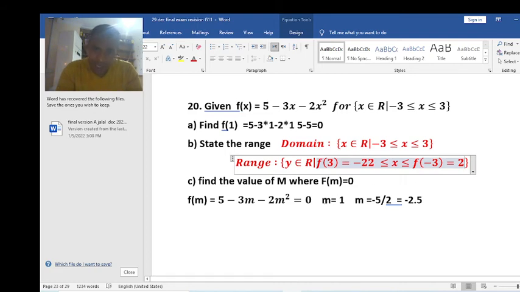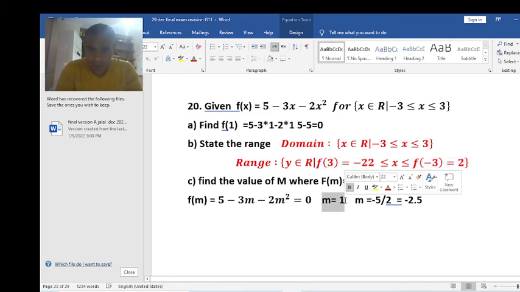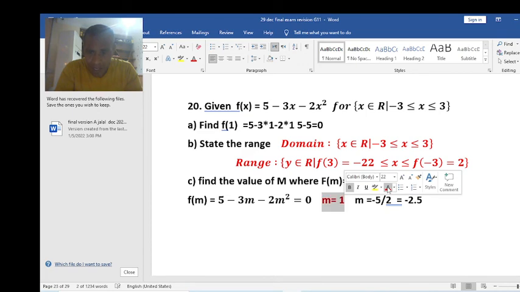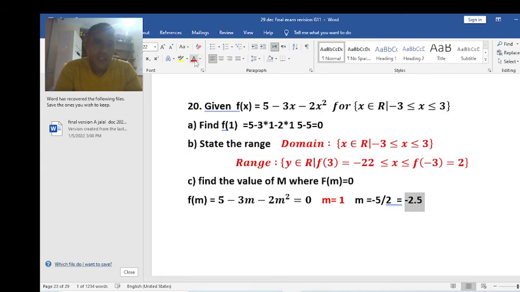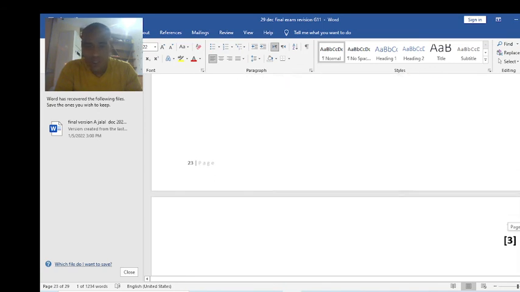So both answers are accepted because they lie between negative 22 and 2. Both answers are correct. For example, if m equal 50 and the second m equal negative 2.5, we should exclude 50 because it doesn't belong to the range of the function.